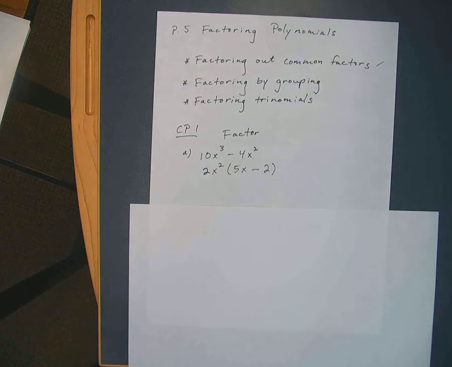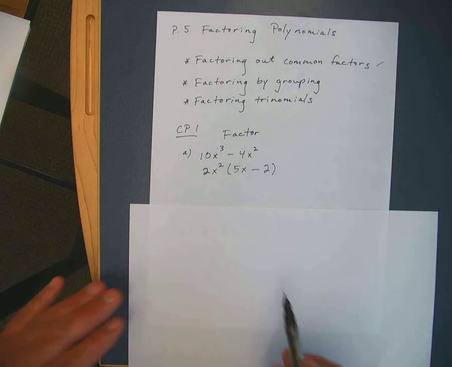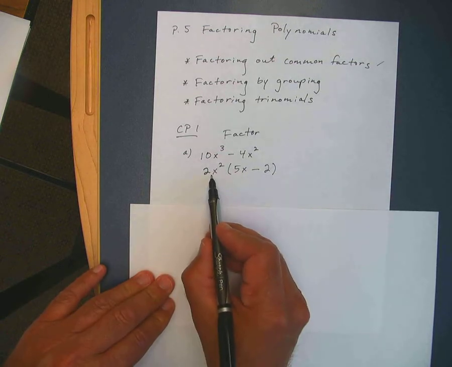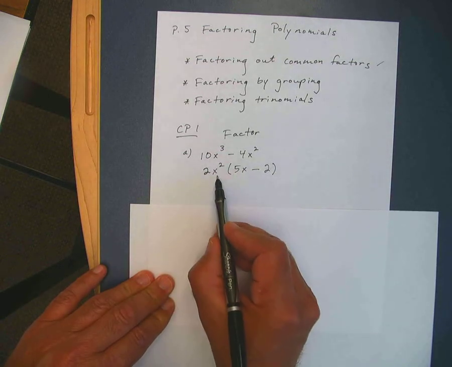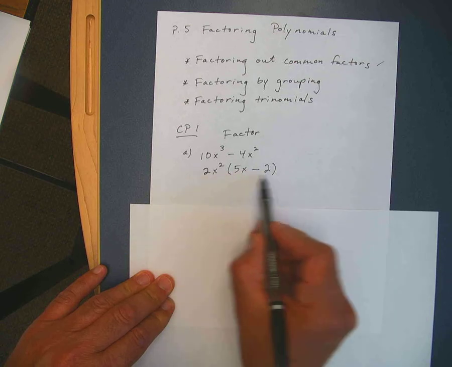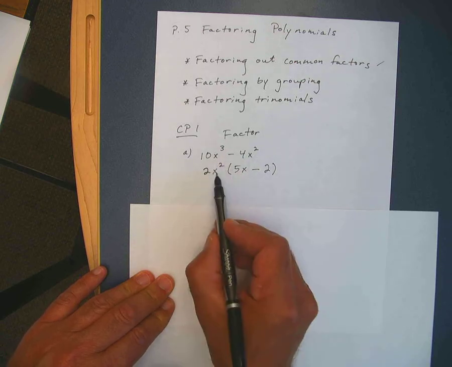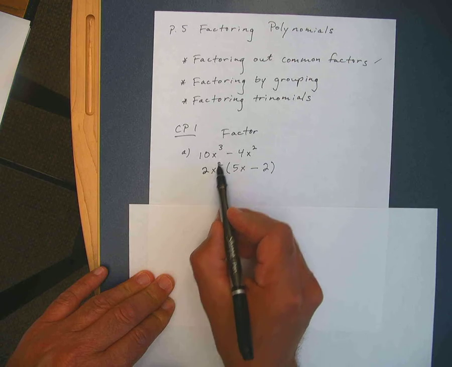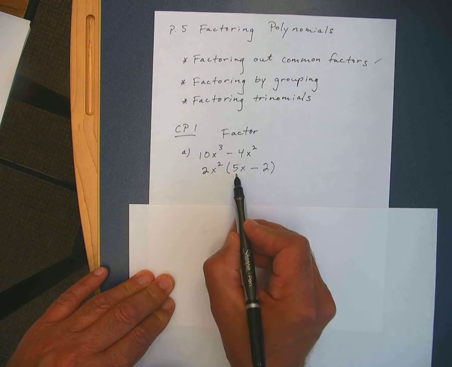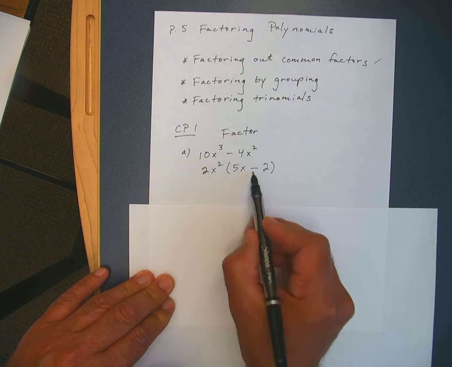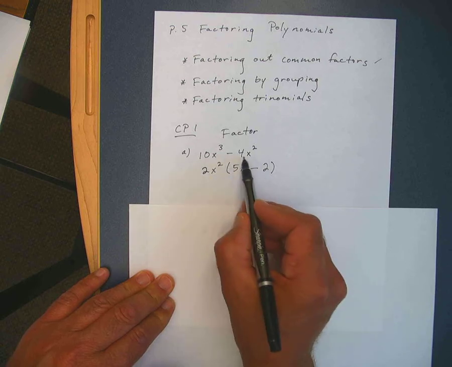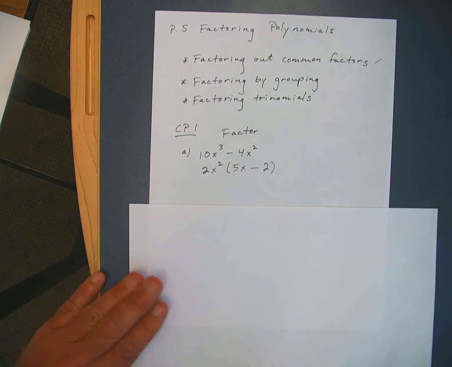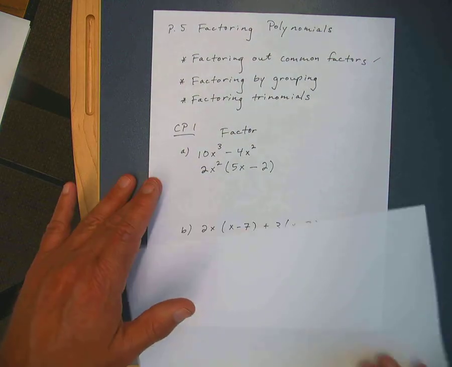You can check these either by writing it down or mentally, but if I were to multiply these two, this monomial and this binomial out, I should get what I started with. 2x squared, first of all, times 5x would be 10x cubed, and then minus 2x squared times 2 would be minus 4x squared. So that looks like it would check just fine.